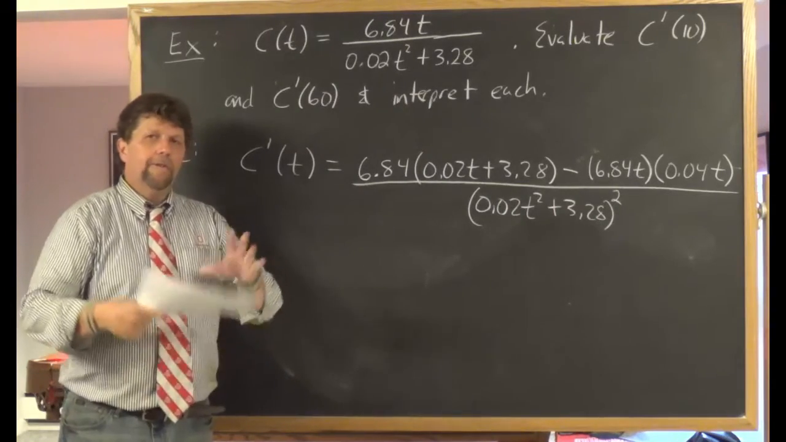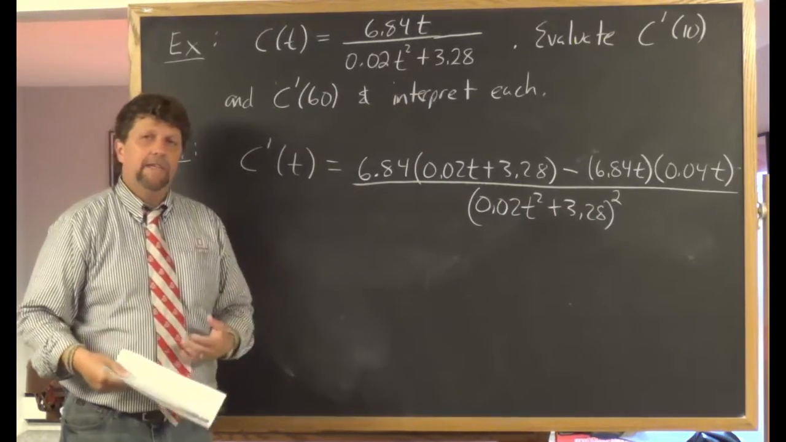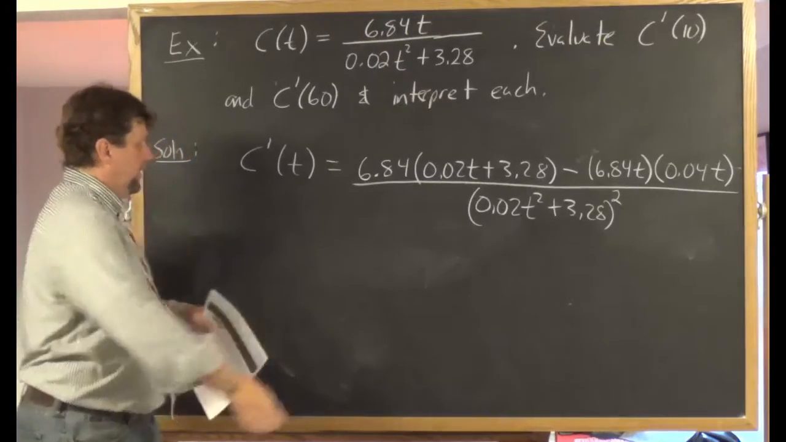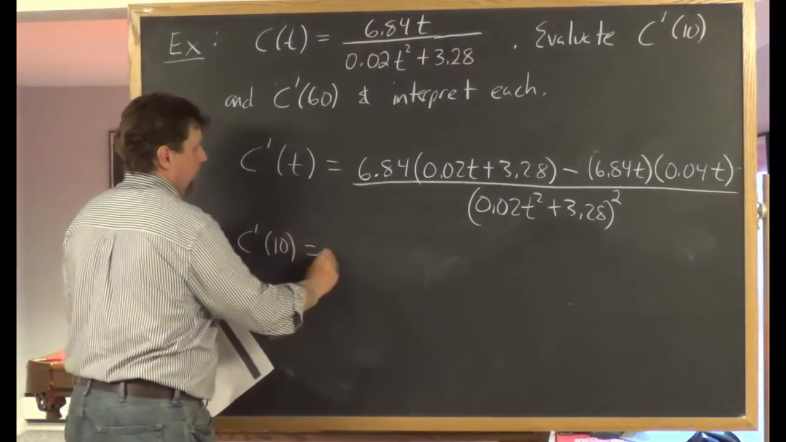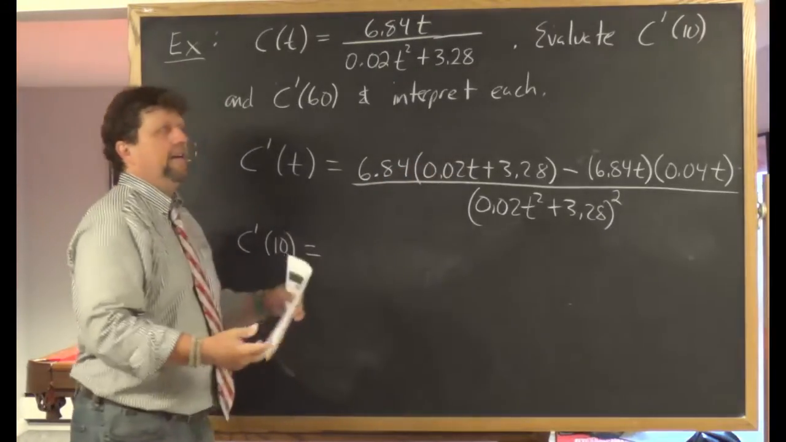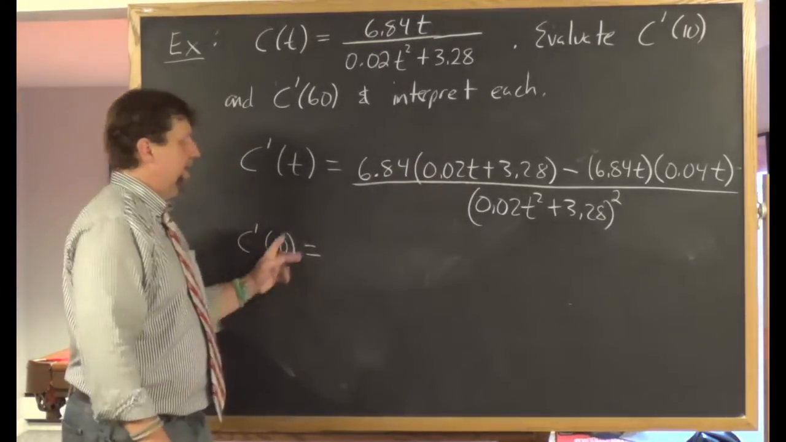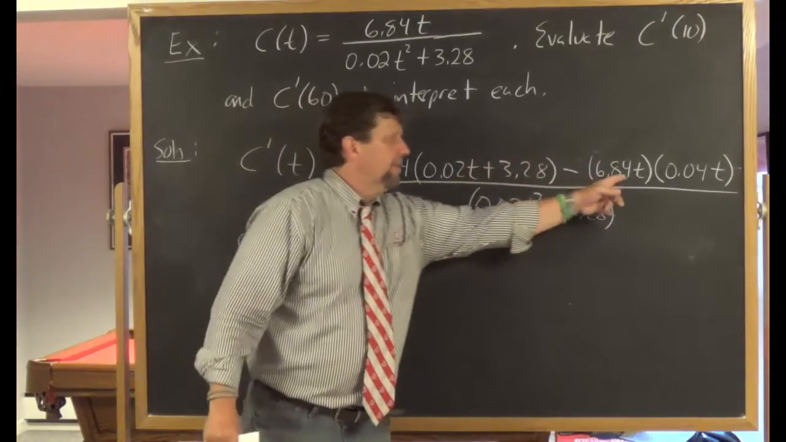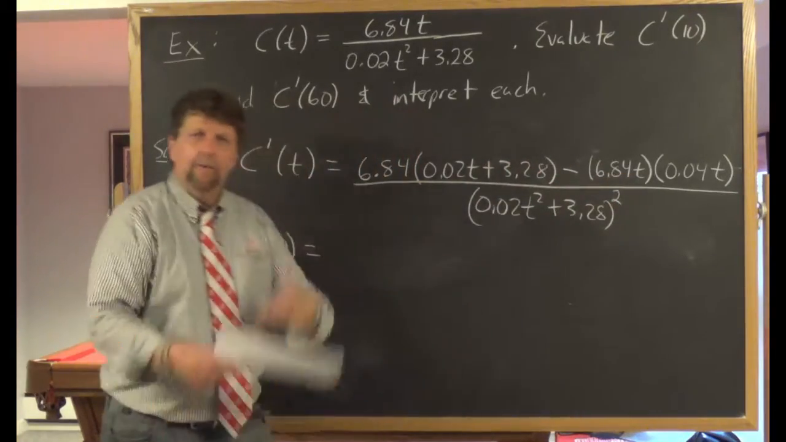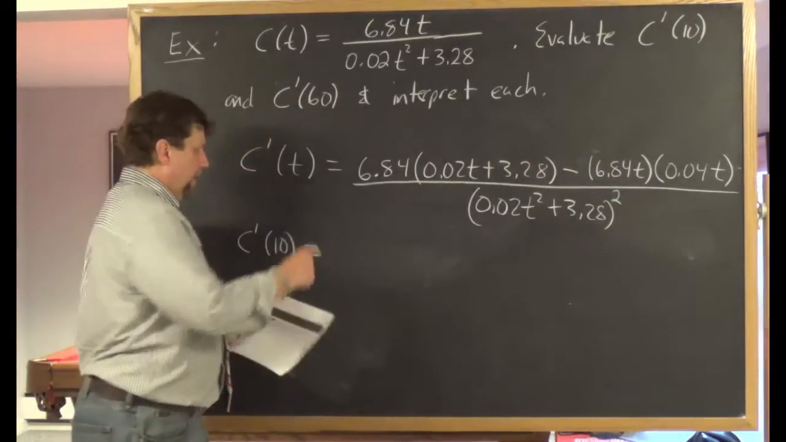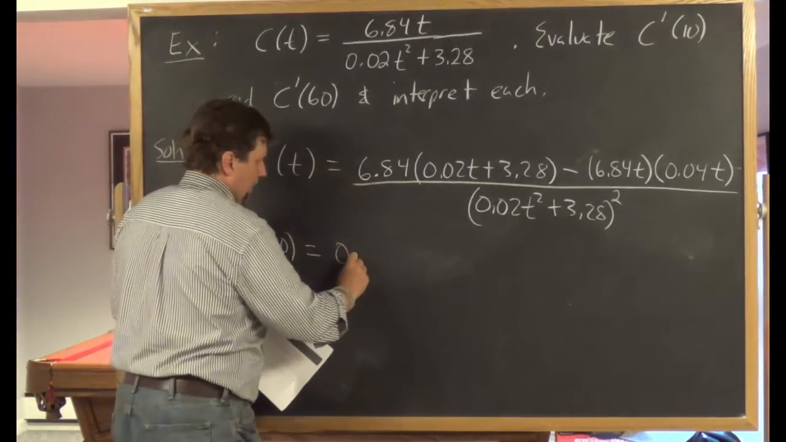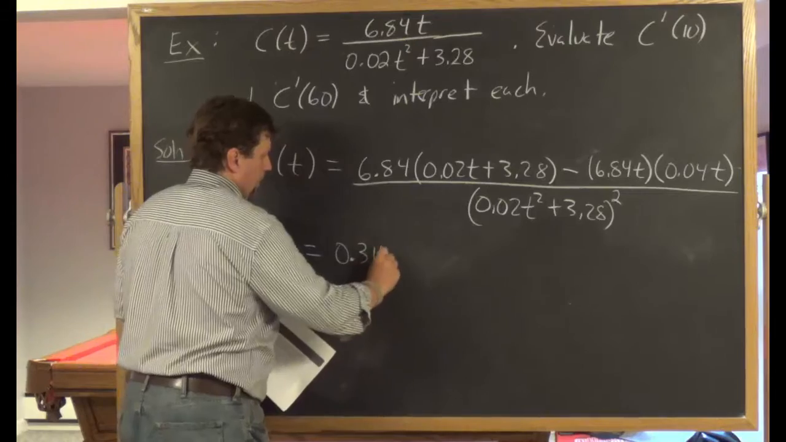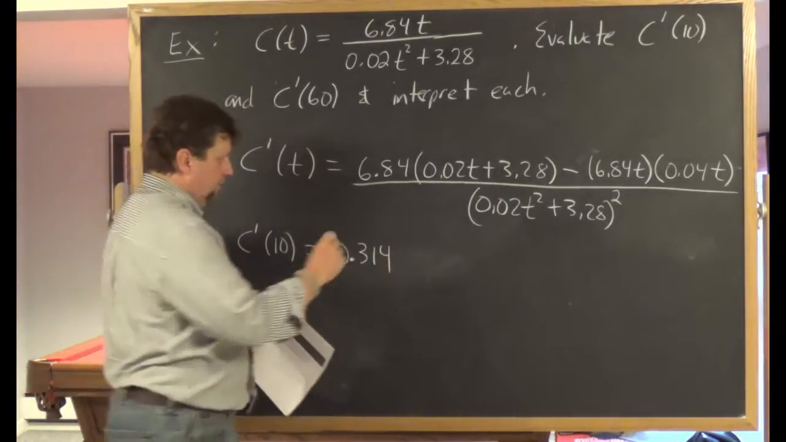Now I'm just going to use the derivative to evaluate C prime of 10 and C prime of 60. So when I evaluate C prime of 10, notice I'm not simplifying that down. I don't even care to simplify it down because I'm just taking 10 and tossing it into the derivative for the t's, and I'm seeing what number comes out. So when I put 10 in for the t's, I get 0.314.